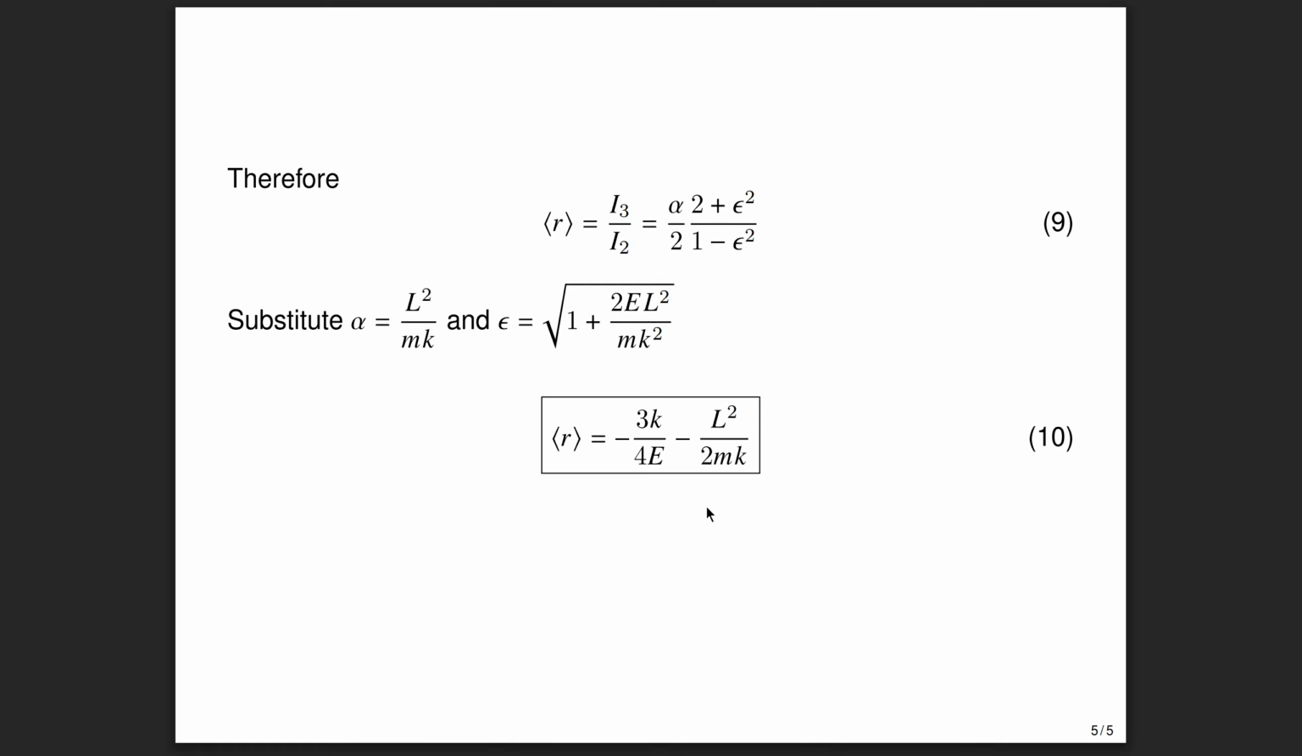The other important thing is that if we substitute energy and angular momentum from quantum mechanics, this average distance from the nucleus turns out exactly the same as we get in quantum mechanics. So there is a nice correspondence between classical mechanics and quantum mechanics, which is nice.